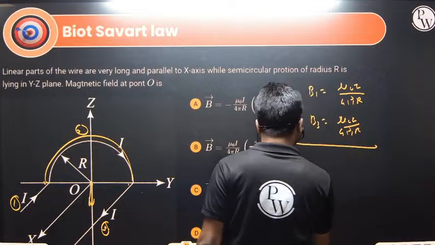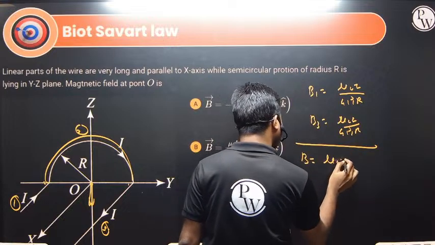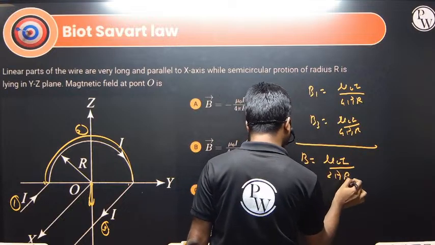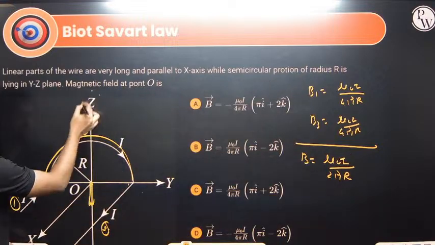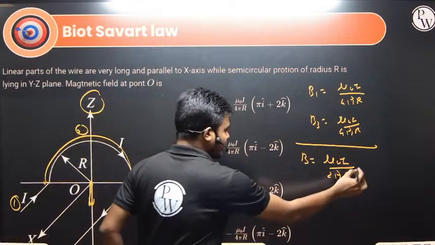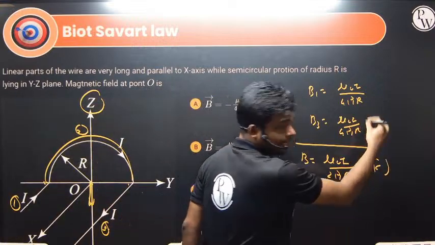If I add these, the net magnetic field will be mu naught I divided by 2 pi r because of this straight portion of the wire. And what is the direction? Downward side. What is downward side? Negative z. Negative z means minus k cap.